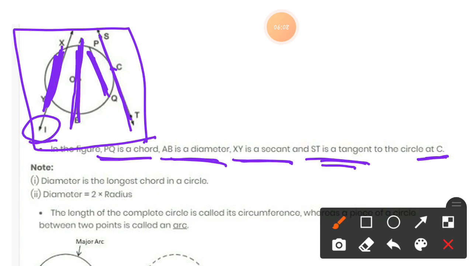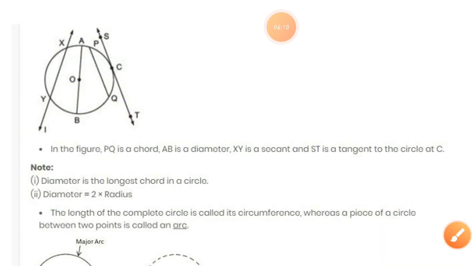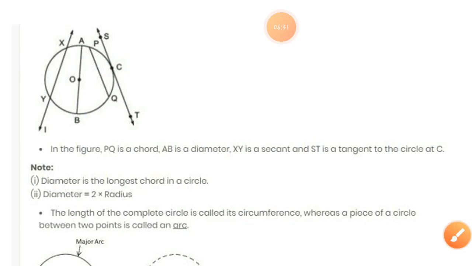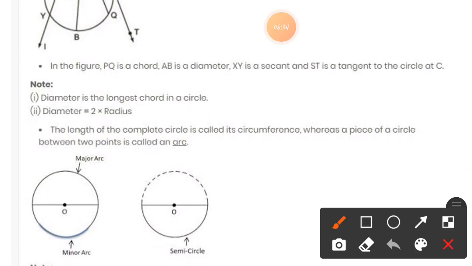Now note one thing: what is the relation of the diameter? The diameter is equal to 2 times the radius, and the diameter is the longest chord in a circle. In an MCQ they may ask: the longest chord of a circle is known as what? The answer is diameter. Correct?